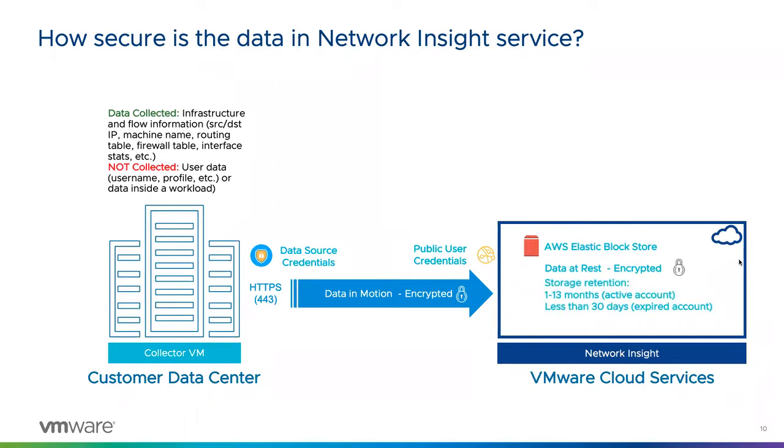So as you can see here, as I mentioned, all of the data coming in, infrastructure, IP, machine naming, routing tables, all of that is collected at the collector appliance running inside the data center. And then it is encrypted, data in motion, going up to the public cloud in the SaaS offering, and it is encrypted and stored. And we have various retention models, obviously, where we can store up to 13 months of data.